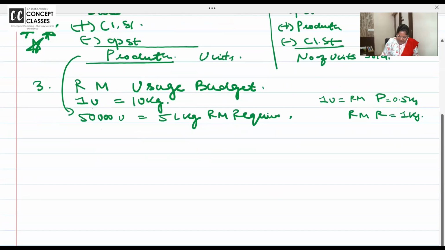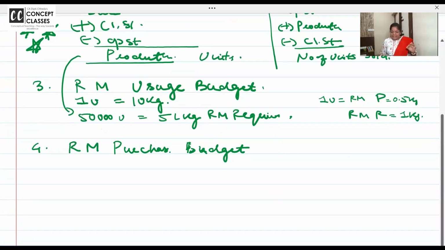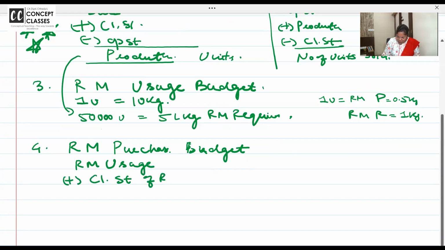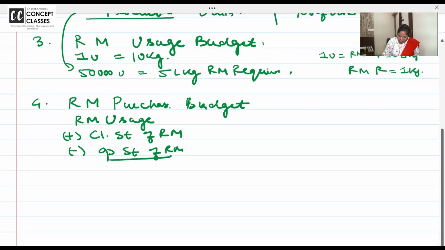Next is raw material purchase budget. Can you all put a message? Are you clear until now and finished writing also? Raw material purchase budget. How much raw material is used? That is from the third budget, plus some raw material should be there in the closing stock also, minus some that is already there in the opening stock. So this is how you will prepare the raw material purchase budget in units.